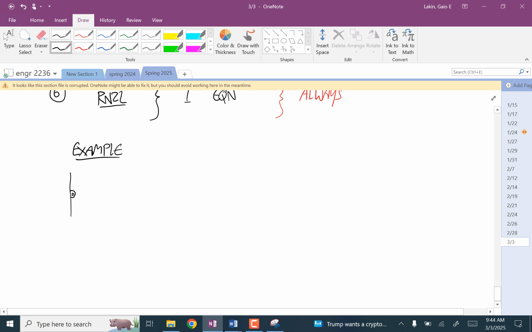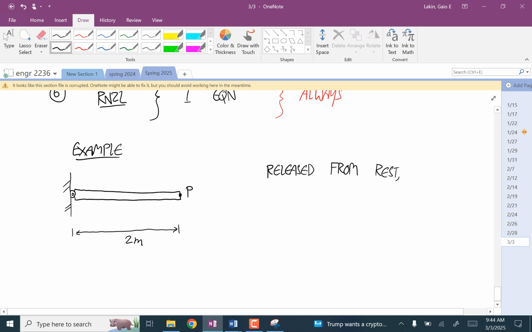So let's say we have a rigid body connected to the wall by a pin joint. And let's say the length is 2 meters. And this is the point P. And let's say this is released from rest. And we want to know what's the acceleration of that point P.